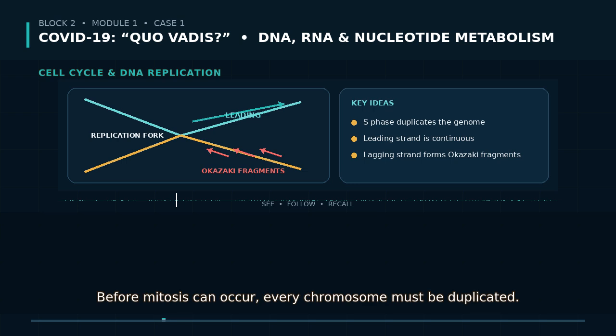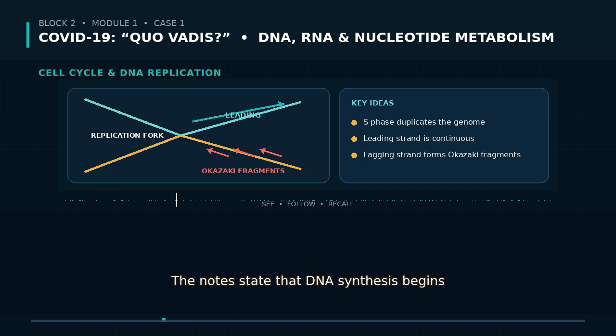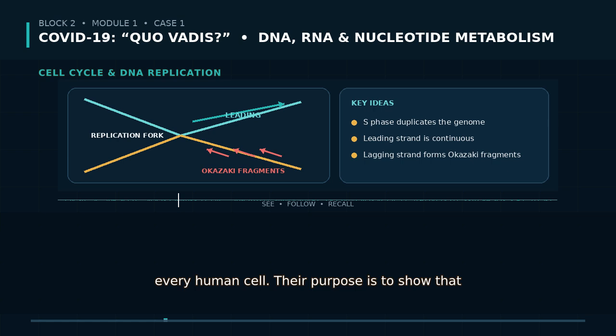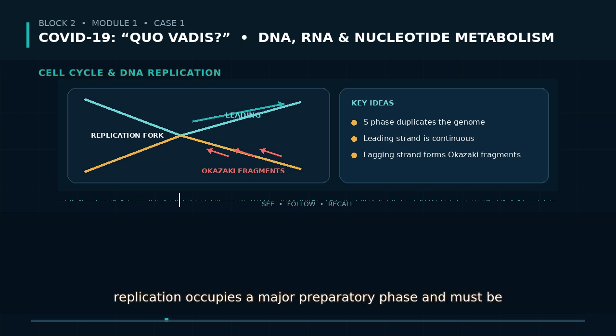On the template that runs 3' to 5' toward the fork, the new leading strand can be synthesized continuously in the same overall direction as fork movement. On the opposite template, the new lagging strand must be synthesized discontinuously, away from the fork in short stretches called Okazaki fragments. DNA polymerase cannot begin a new strand by itself. Primase first makes a short RNA primer that provides the required free 3' hydroxyl group. The leading strand generally needs one primer at an origin for each replication unit, while the lagging strand needs a new primer for every Okazaki fragment.